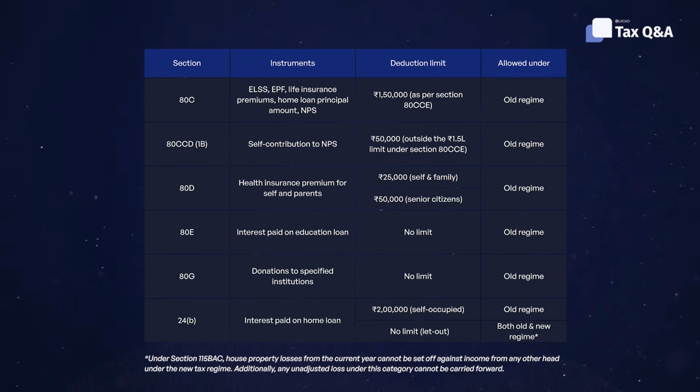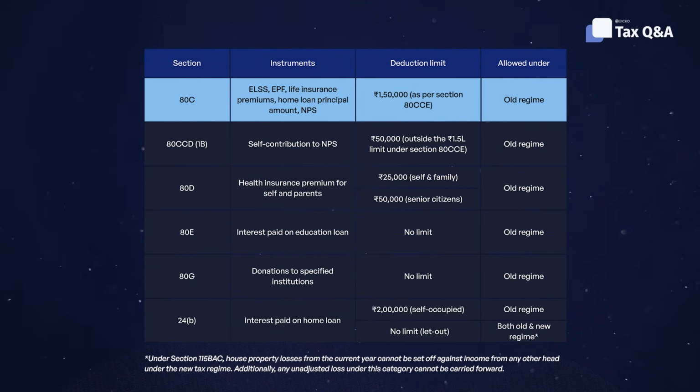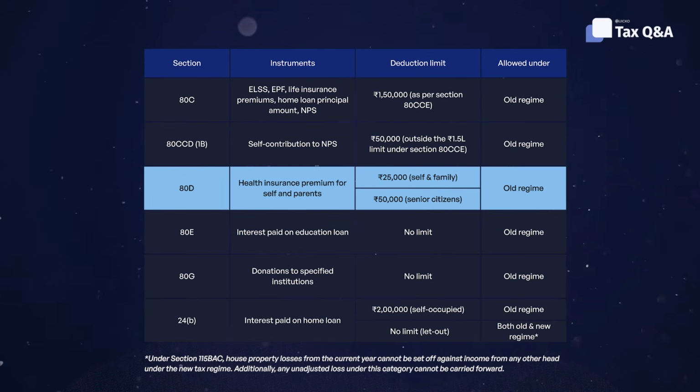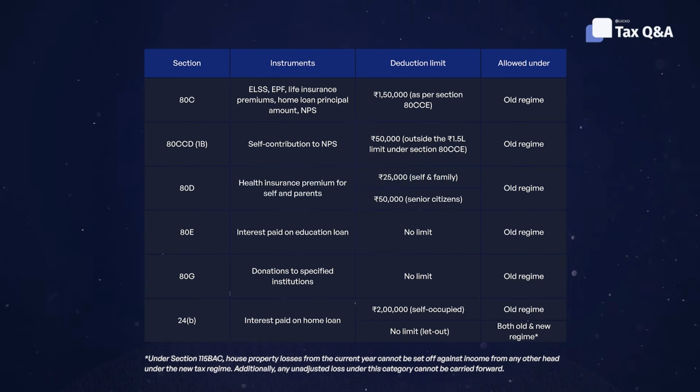And yes, NRIs can claim most Chapter 6A deductions like investments in ELSS funds, PPF, life insurance premiums under Section 80C or health insurance premiums under Section 80D. You can see the list of deductions on your screen and take a screenshot for future.